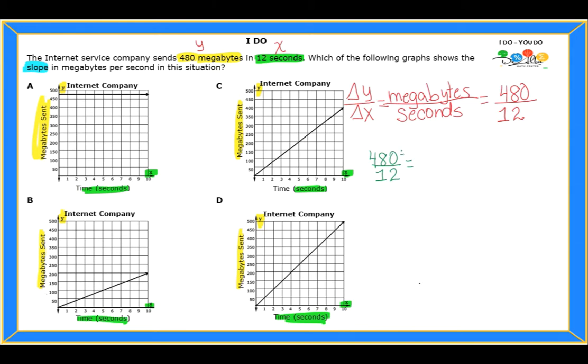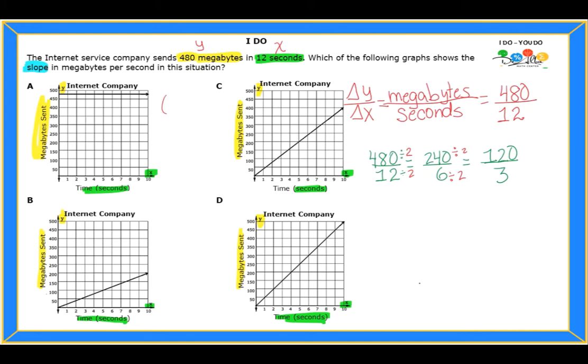For example, I know I can divide both of them by 2. Okay, so if I divide by 2, I am going to get 240 over 6. Okay, and can you simplify that one again? Yes, I can divide both of them by 2 again. And I will get 120 over 3. Is that right? So now I have more comparisons or more ratios that I can actually use for the graph.